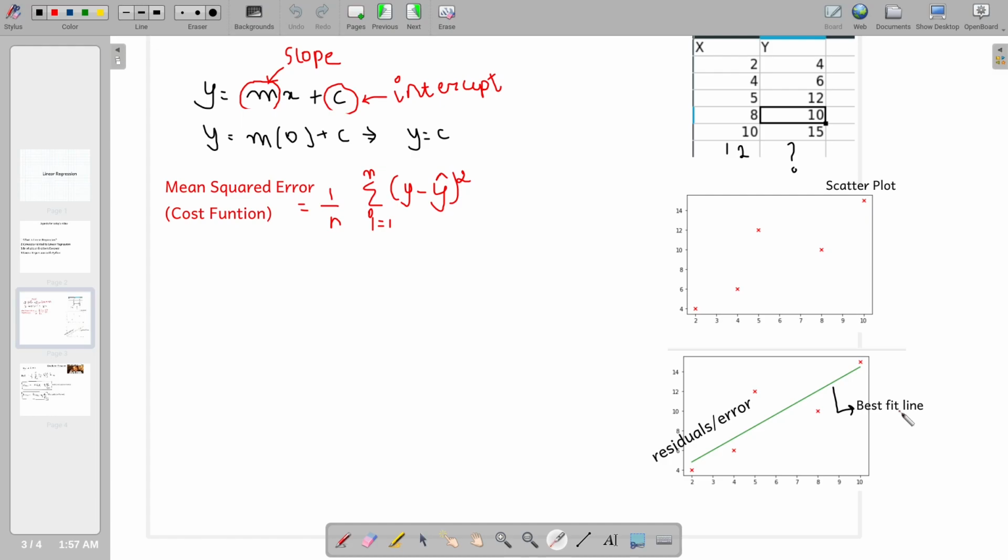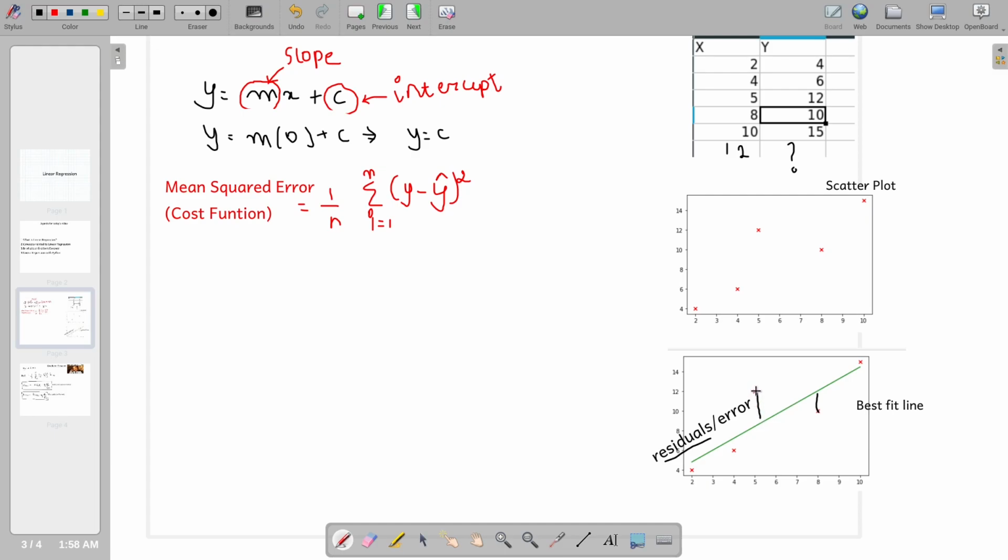So you may think that there may be many best fit lines. This may be the best fit line, or this may be a best fit line. So the answer is no. To understand this, we need to understand one term called residuals. Residual is nothing but the distance between actual and predicted. This line is nothing but my predictor. This distance is called my error or residual.